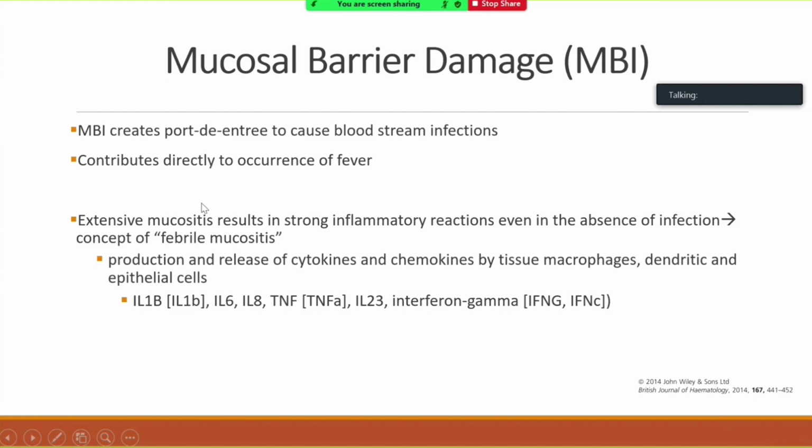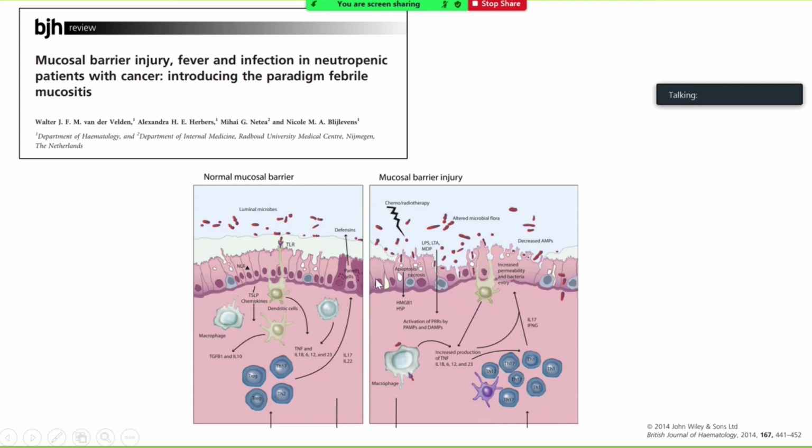So here is what I mentioned recently. This is the slide on chemotherapy-induced mucositis or mucosal barrier damage. And here you see all of these inflammatory factors and cytokines that are released as a result of that.